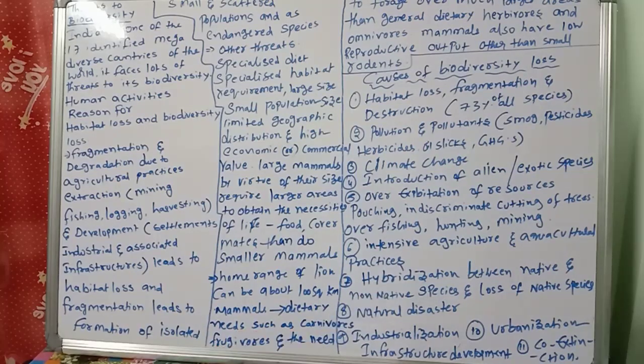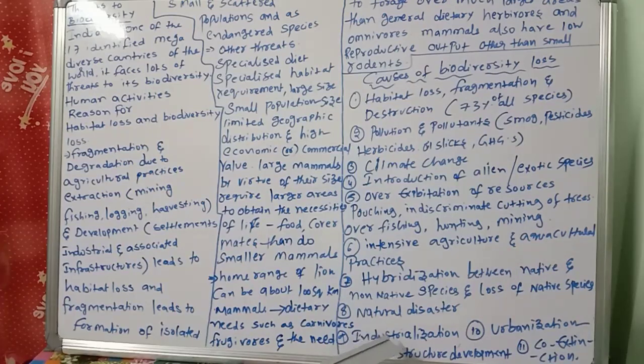Okay, even hybridization, with which one? Native and non-native species. That leads to what? Loss of native species will take place. Because of that also the loss of biodiversity is going on. Next, natural disaster. Natural disaster means, you know very well, very dangerous. What is a disaster? The disaster means floods, cyclones, tsunamis, forest fires. Lakhs of thousands of hectares of forest are getting destroyed.